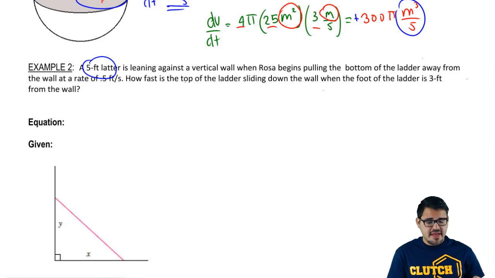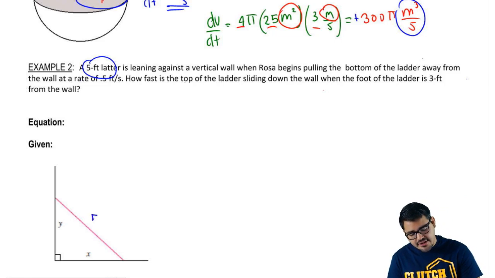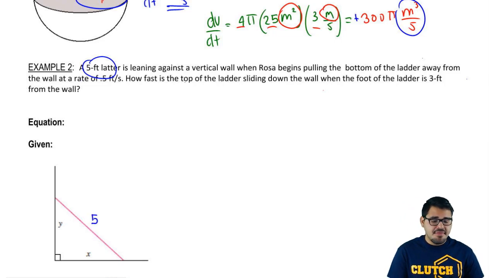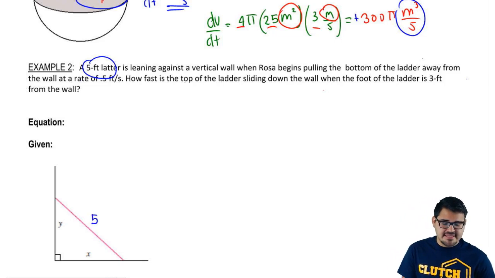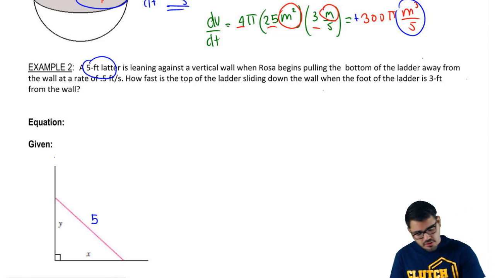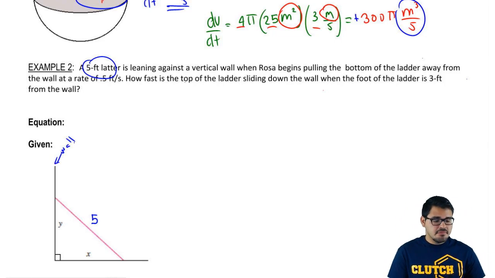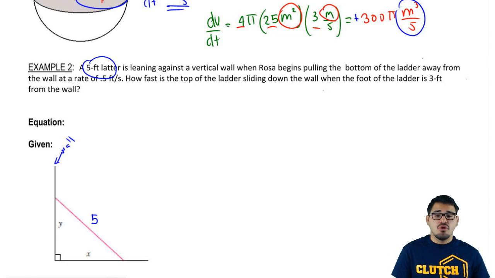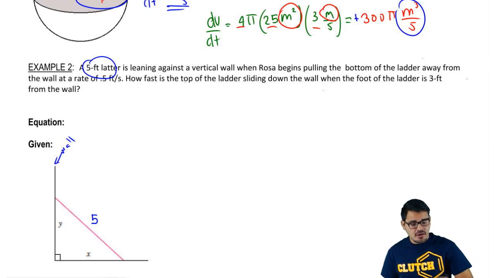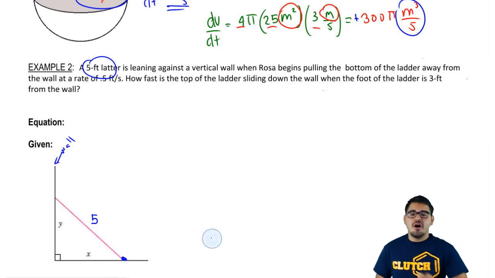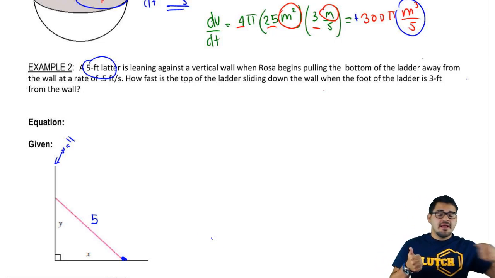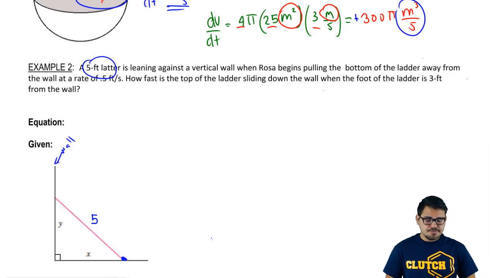So here we have a 5-foot ladder. This slant here is going to be 5 feet. Then we keep reading and it says that it's leaning against the wall. Cool. This vertical thing right here is going to be our wall. And then it says that Rosa begins to pull from the bottom away from the wall, right? So you're actually pulling the bottom, which I'm going to say is right here. The bottom of this ladder, you're pulling it away from the wall.